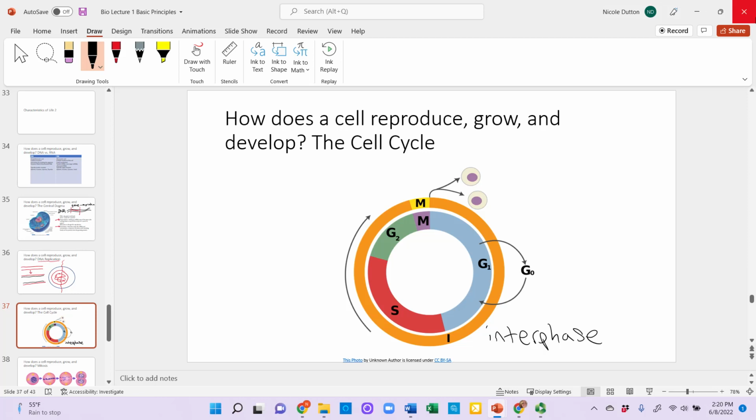And interphase is when the cell is not dividing. It's getting ready to divide in the case of most of our cells, but it's not dividing. So we have G1, where it grows really big, S, DNA is replicated, and G2, it finishes up its growth to prepare for the M, and M stands for mitosis.